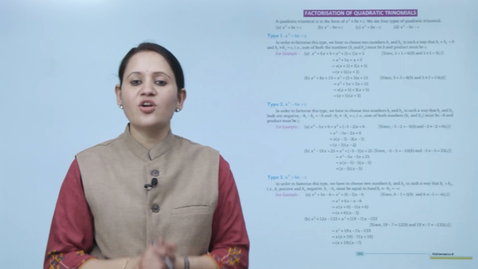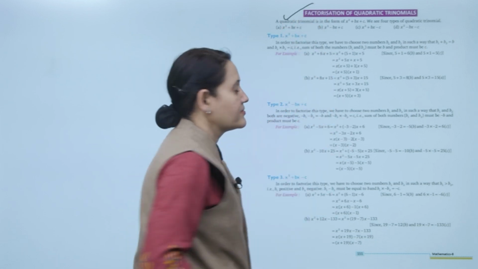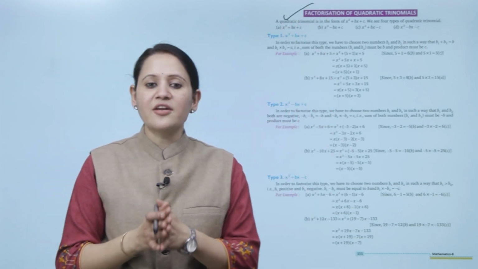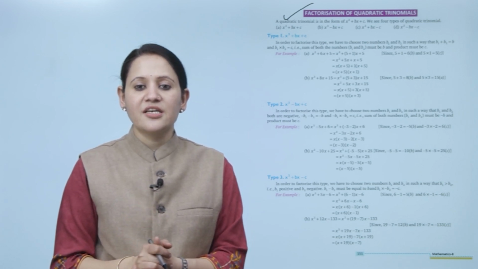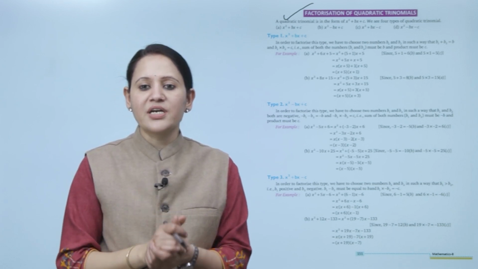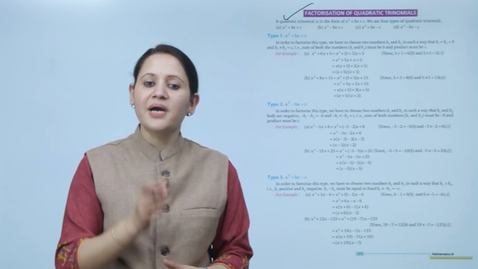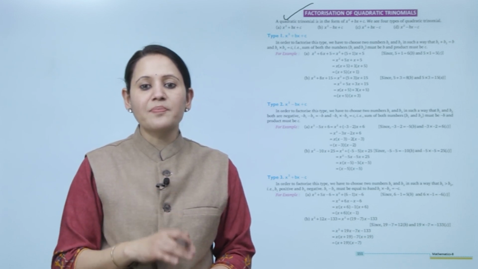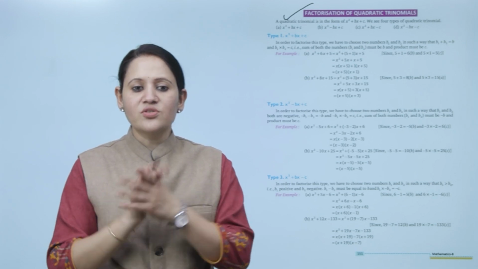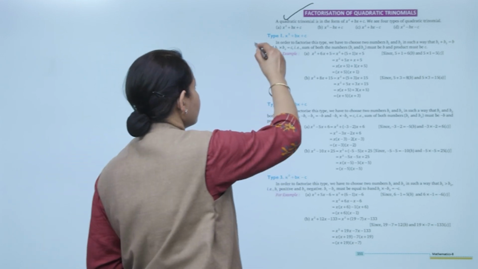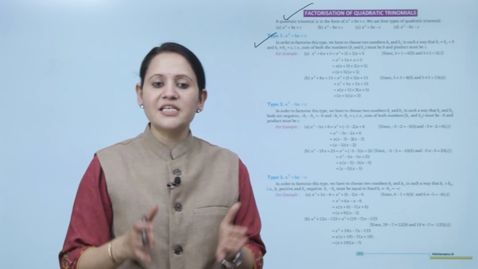Next is factorization of quadratic trinomials. A quadratic trinomial is in the form of x square plus bx plus c. We see four types of quadratic trinomial: x square plus bx plus c, x square minus bx plus c, x square plus bx minus c, and x square minus bx minus c. So type 1, that is x square plus bx plus c.